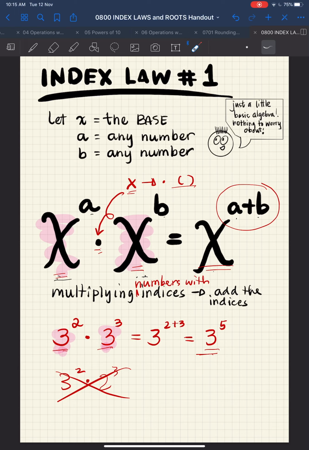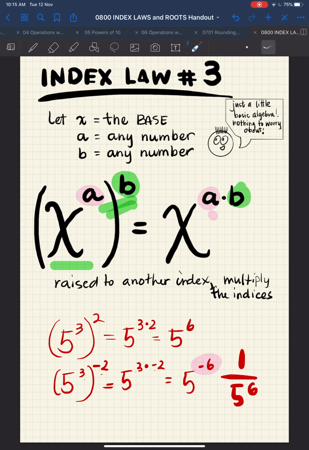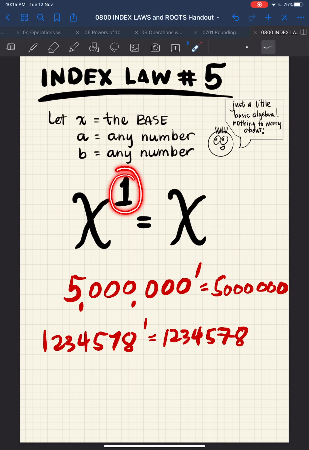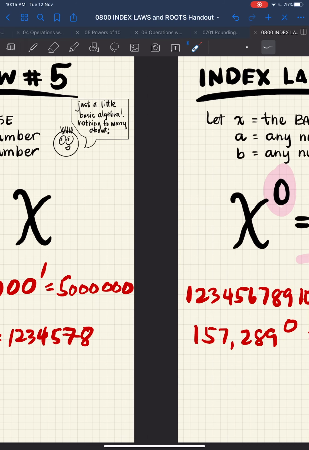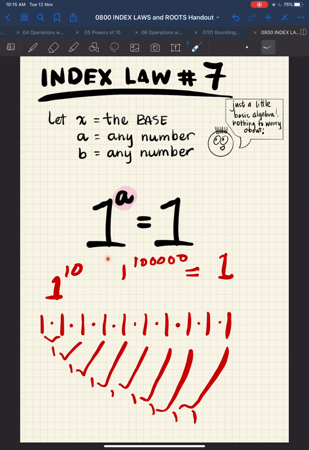Index law number 1: when multiplying numbers with indices with the same base, see x and x, add. When dividing, subtract. When raised to another index, multiply. When raised to a negative index, make it into a fraction and the negative sign disappears. When raised to the first power, it is itself. When raised to the zero power, it becomes 1. And 1 raised to any power is still 1.